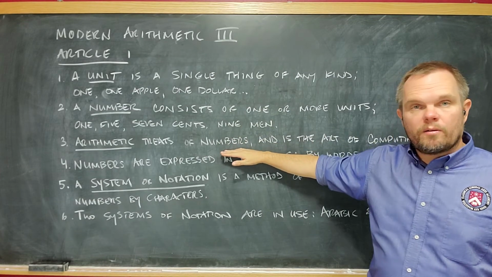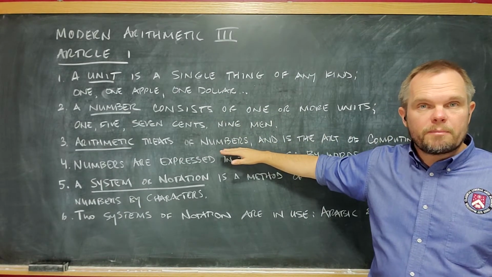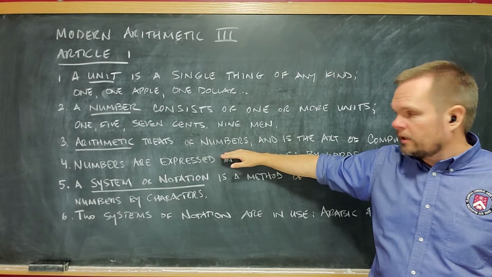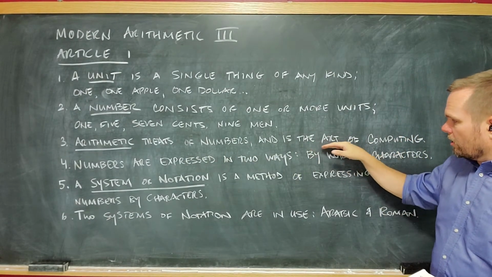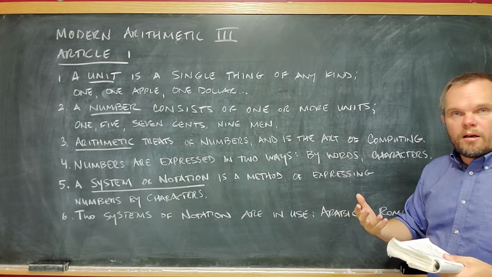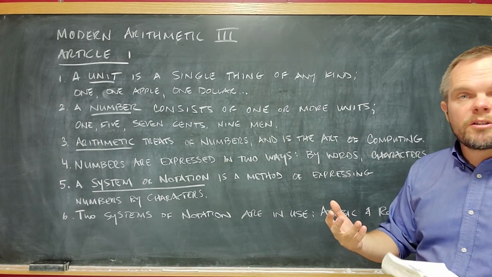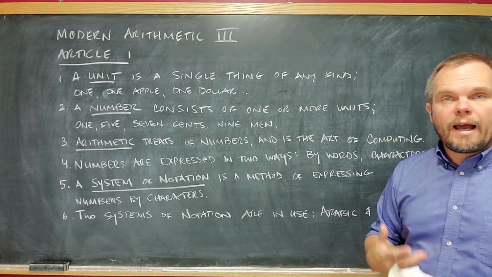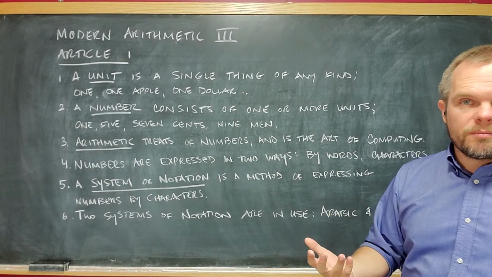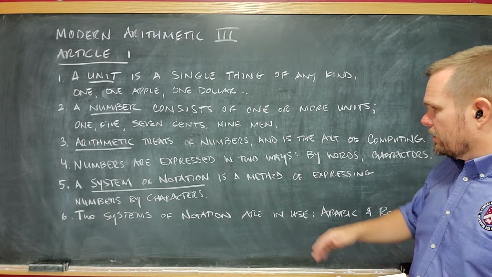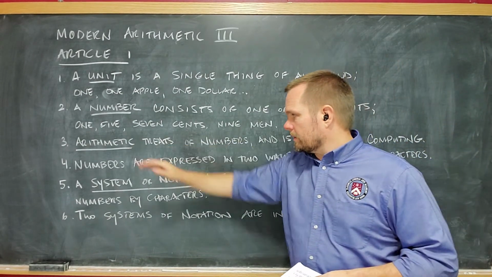We learned what arithmetic is. Arithmetic is the study of numbers and the art of computing by them. An art is a method of how to do something. So we're going to learn the rules of how to compute using numbers, how to solve problems with numbers. That's the art of arithmetic.